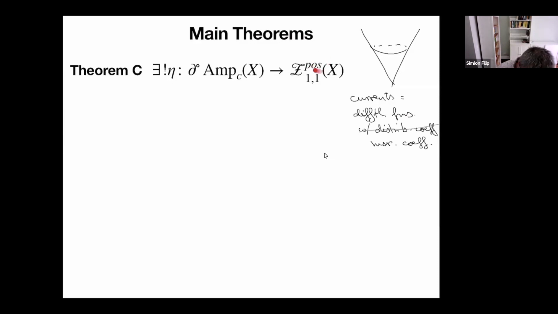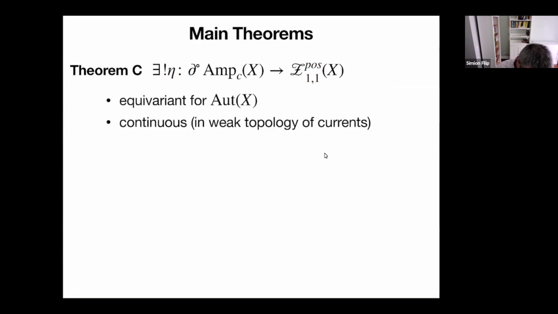So once you have this positivity property, it's some abstract space, but what is important is that this map is unique, and it can be characterized in a number of ways, but it has a bunch of very nice properties. First of all, it is equivariant for the action of the automorphism group. So the automorphisms act on this null cone, and they also act on positive currents, and this map is equivariant. It is continuous when you put a weak topology on the currents.